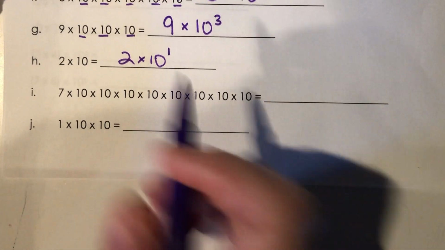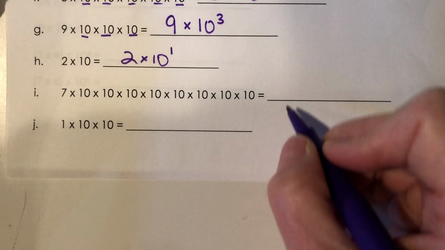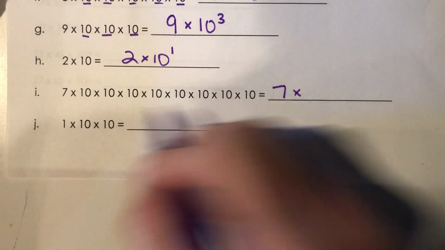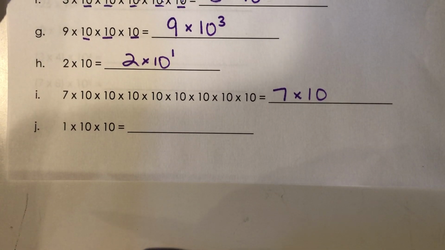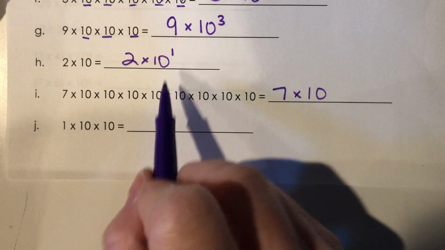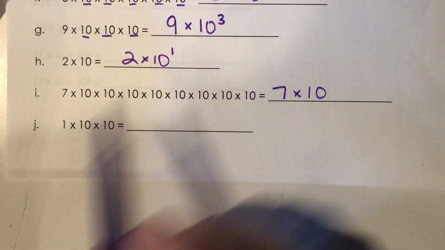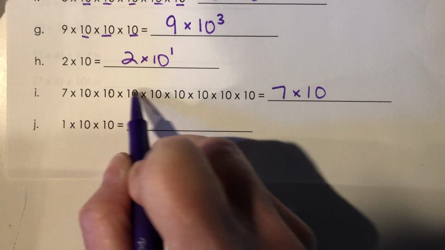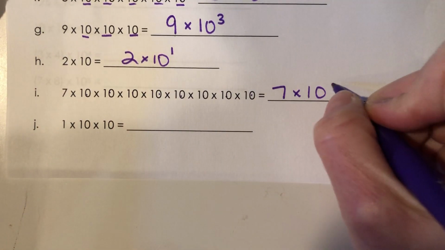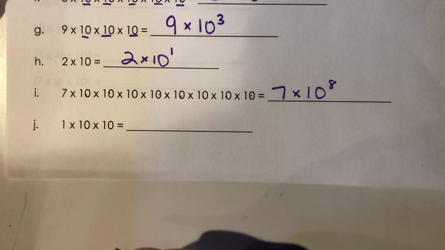All right, next one. I see that 7's not being repeated, so I'm not going to put an exponent after that. I want to rewrite my 10 as a power of 10 because it's like to the 3rd power, to the 5th power, so it's called a power of 10. How many 10s are there? 1, 2, 3, 4, 5, 6, 7, 8. So 7 times 10 to the 8th power.